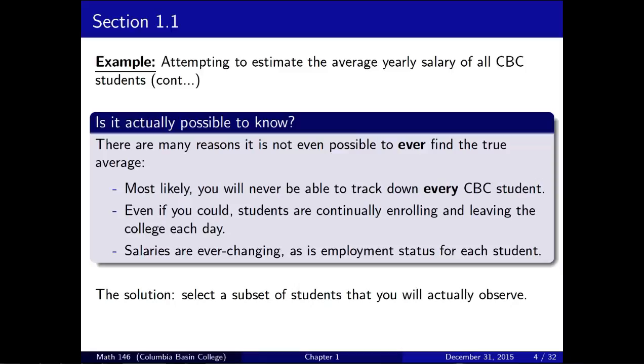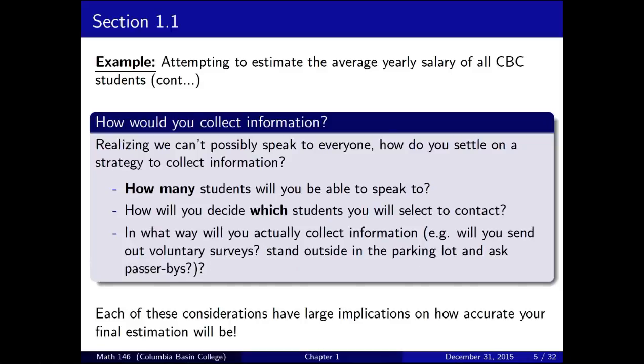So the solution that we use in statistics is we just take a subset of students. We say, okay, I realize I can't talk to everyone, but maybe I can talk to some people, and I can use those people to make an educated guess about the whole population. I realize I can't get everyone, so I'll take a small subset.